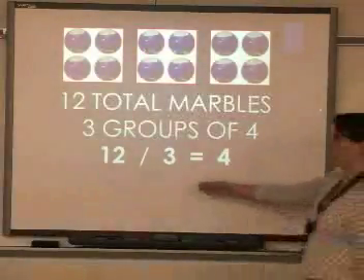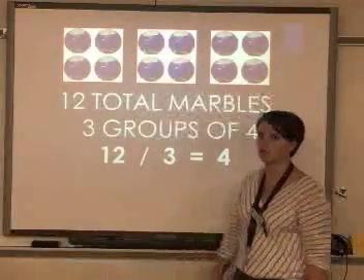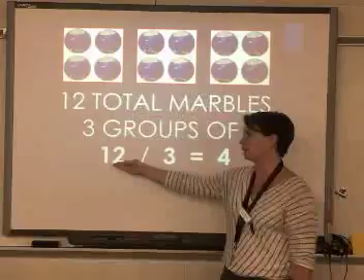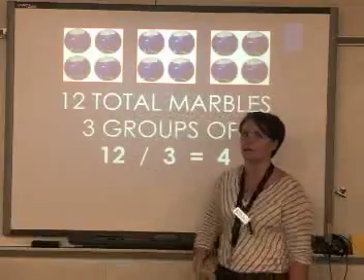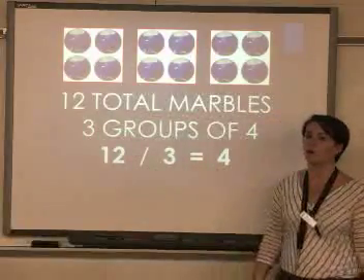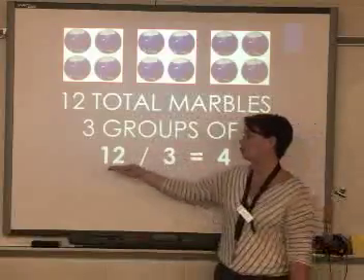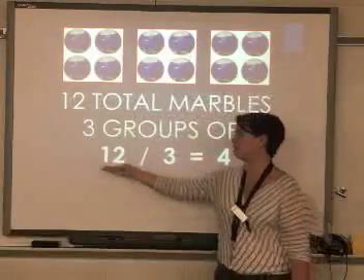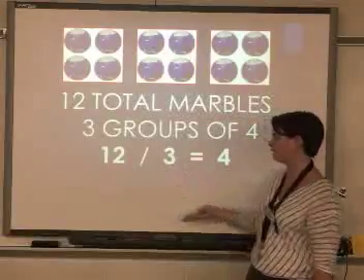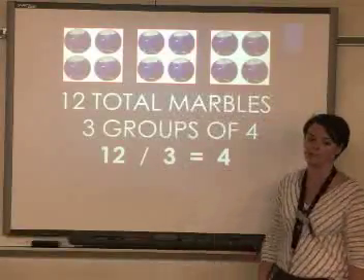We can change our symbol. This means divide, but it also sets up a fraction. 12 is now your numerator. 3 is now your denominator. You're still going to get 4. 12 over 3 equals 4, because if I have 12 over 3, that means I'm dividing 12 by 3 to get my quotient of 4.